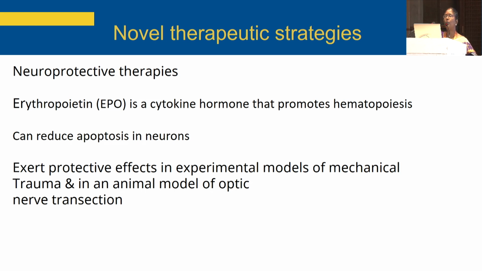They next went on to the neuroprotective therapies. One is erythropoietin, which is a cytokine hormone which promotes hematopoiesis. This can reduce the apoptosis in neurons. It exerts protective effects, which have been proven in animal models.